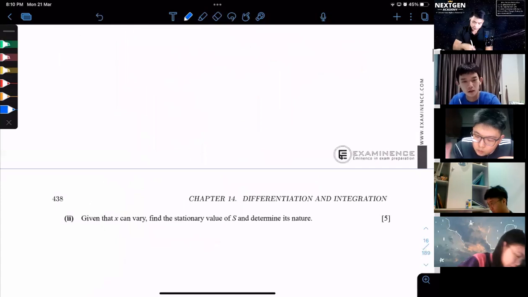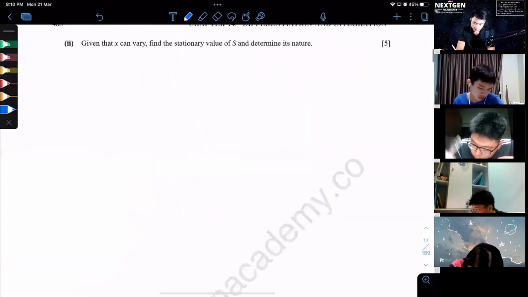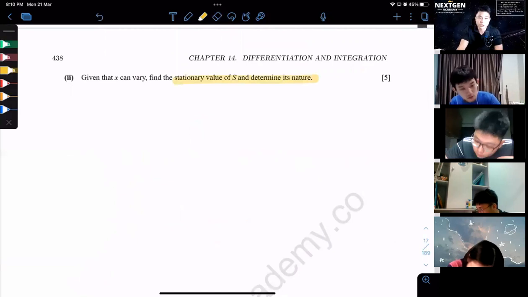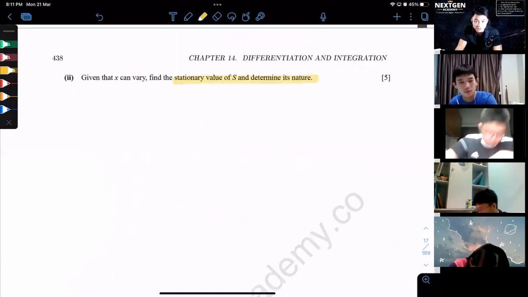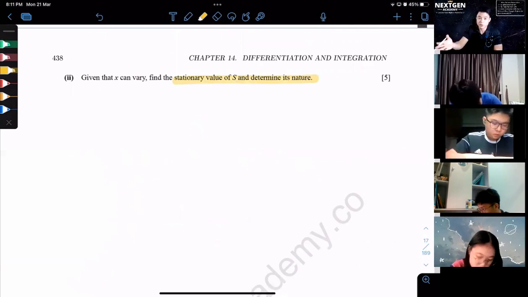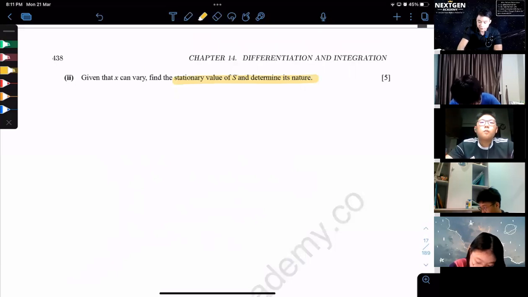Okay, let's go to the next one. So most likely we'll use that one. Given that x can vary, find the stationary value of S and determine its nature. So this is type 4, type 5 kind of question, which I say 4 plus 1, right? Because normally when they ask you stationary value, most of the time they'll ask you nature also, or the nature, then you will need to find the stationary value first. Okay, 5-mark question.